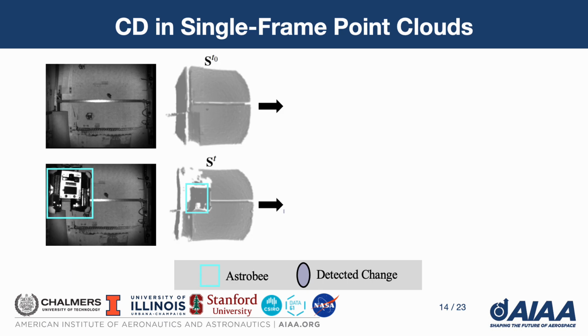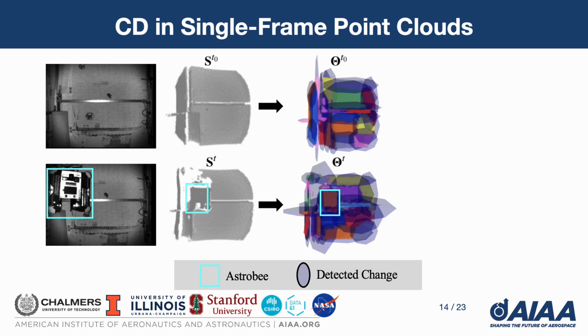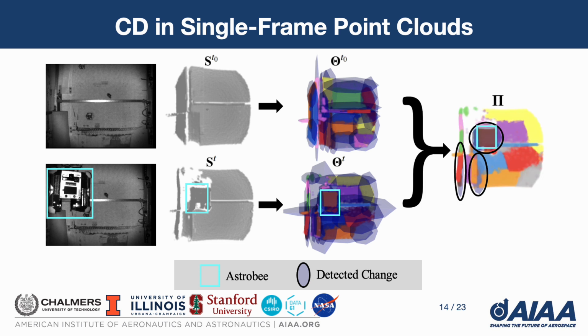This is an example using single-frame data with an Astrobee added to the scene. Clustering is shown in the center, with the Astrobee highlighted in teal. The Astrobee is detected in the rightmost figure, again in teal. However, artifacts are seen from misaligning the search boundaries of the point clouds, causing false positives near the edge.